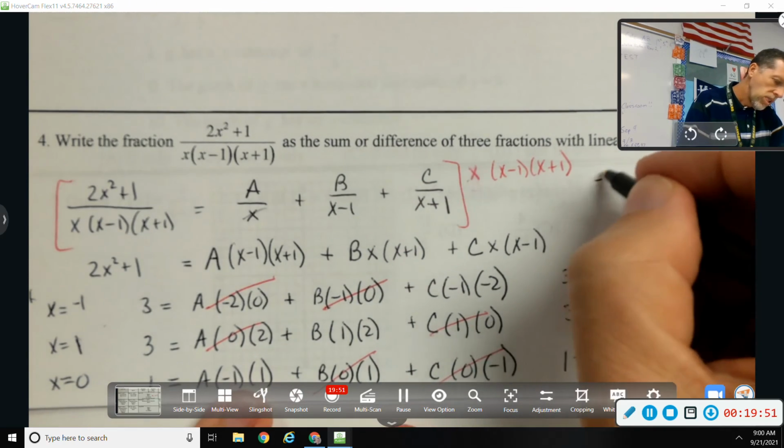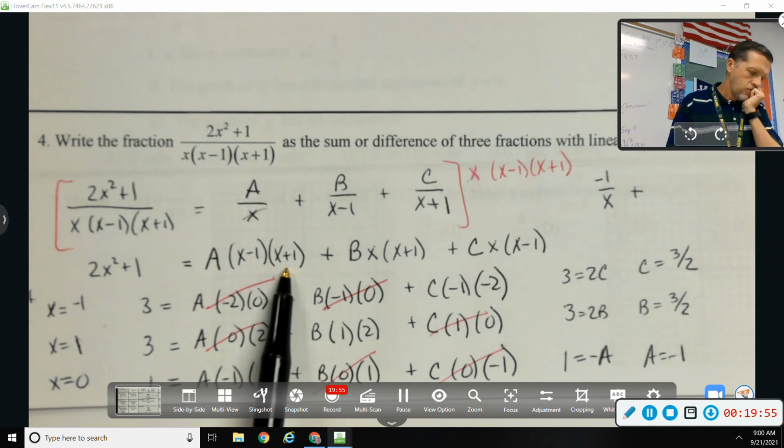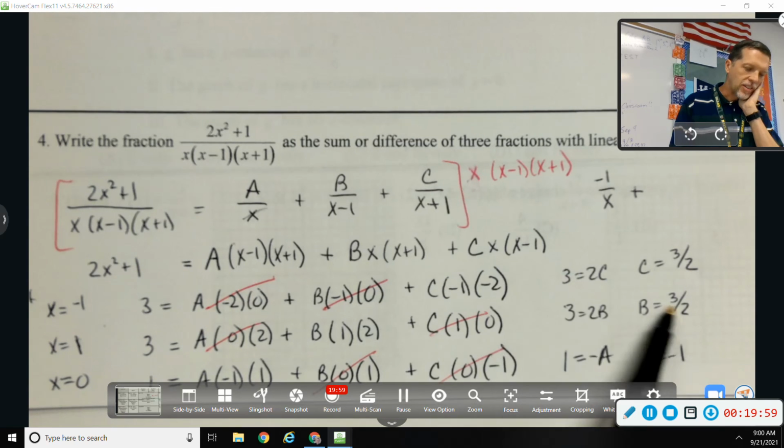The x plus 1, plus minus 1, does that mean that those two will always be the same? No, that just happened to work out that way.